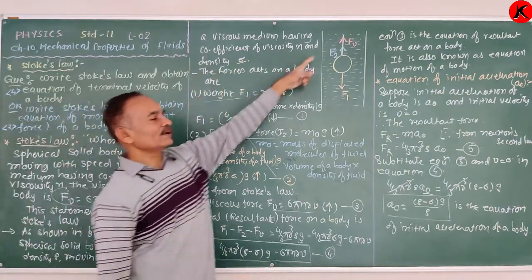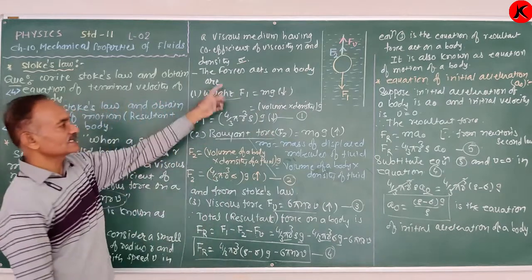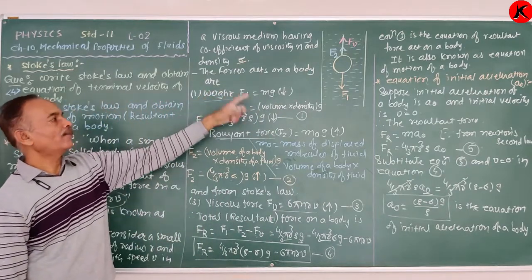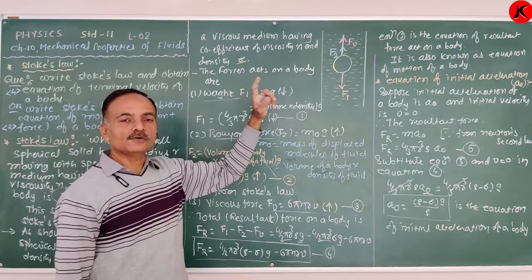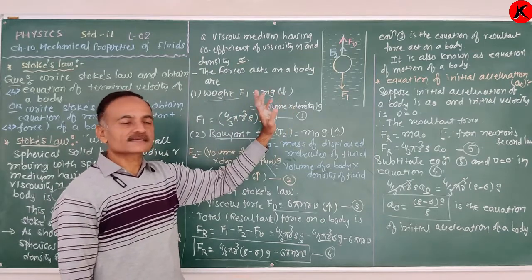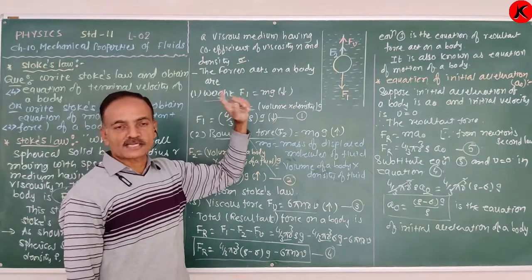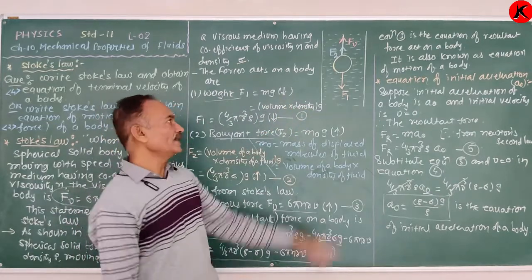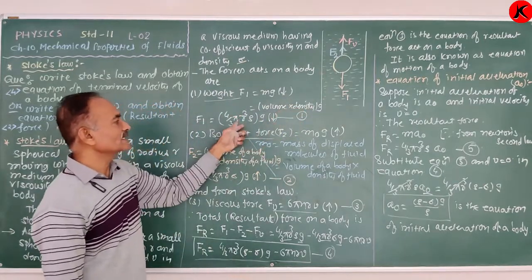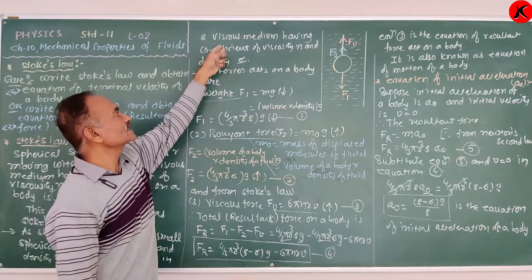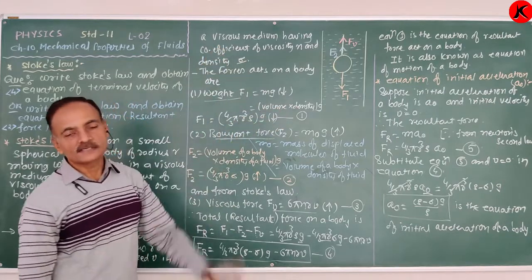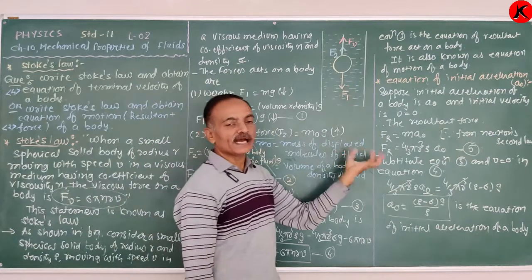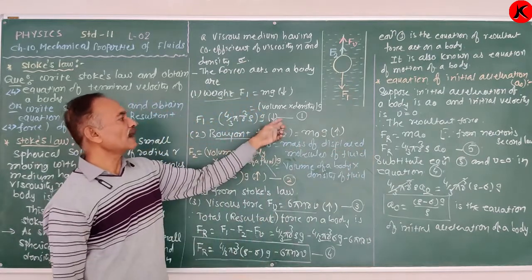The forces acting on the body are, first, the weight F1. Weight force is equal to mass into gravitational acceleration. But here mass is not given, therefore volume into density into g. Volume of a spherical body is 4/3 pi r cube, density is rho, into g. This force acts in the downward direction, therefore the downward arrow.